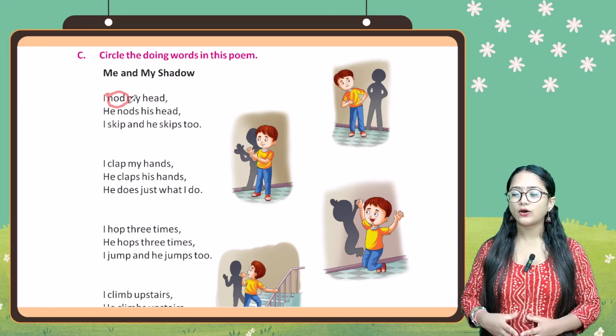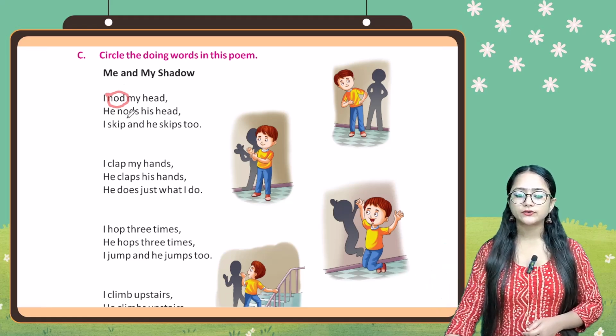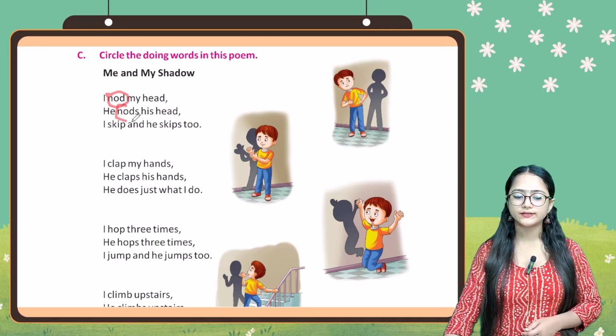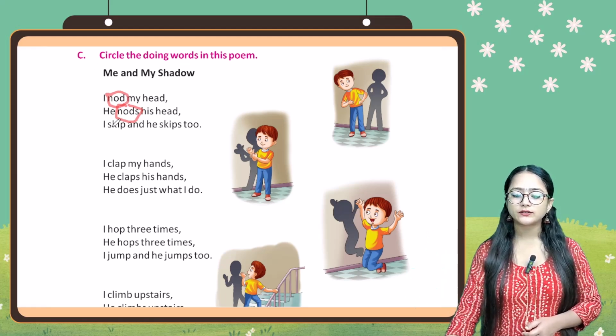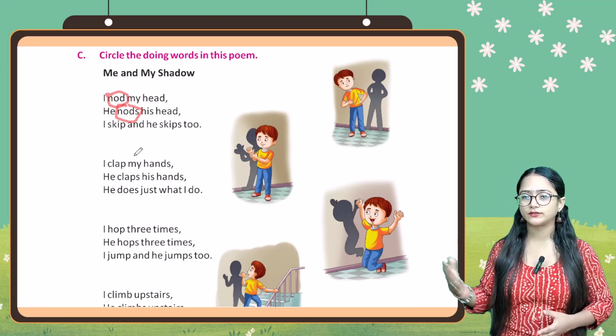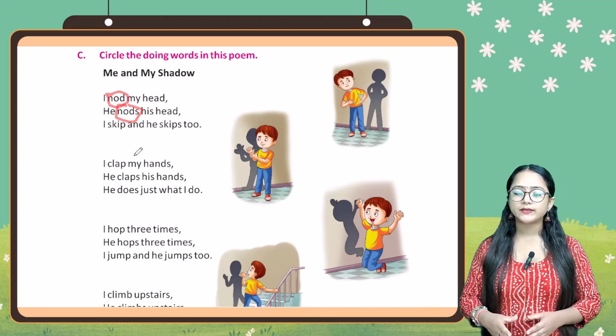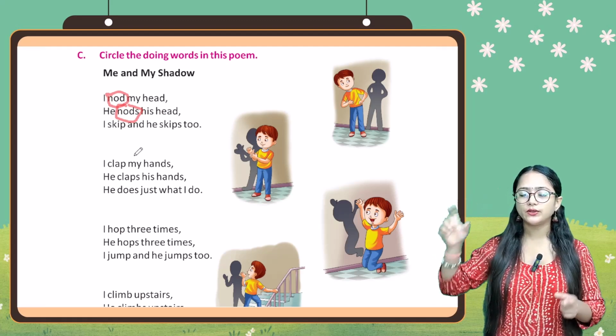Next, he nods his head. Here also nods is a doing word. So you have to circle nods. Next, I skip and he skips too. Skip is also a doing word. So you have to circle skip and then skips also. Basically, you have to just circle the doing words, the verbs.